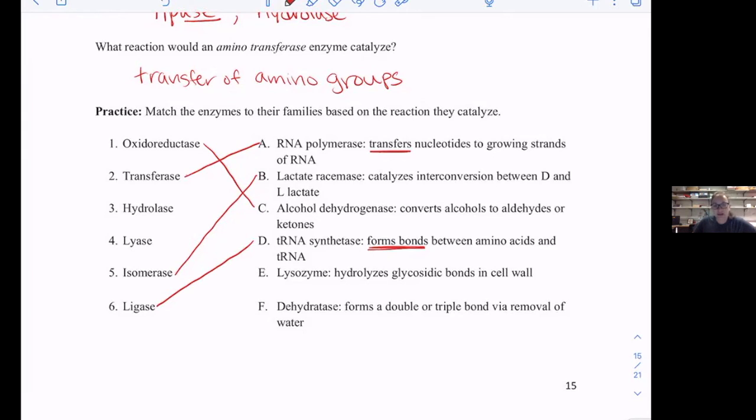Okay, lysozyme hydrolyzes glycosidic bonds in the cell wall. Again, we have a nice keyword, hydrolyzes. Anytime you see that, it's going to be a hydrolase. We only have one left, but let's make sure it fits. Dehydratase forms a double or triple bond via removal of water. So if we're removing water to form a double bond, or we're even doing the opposite, which is not the question, but if we're adding water to a double bond, that would be a lyase. Remember, lyases are the ones that deal with double bonds.